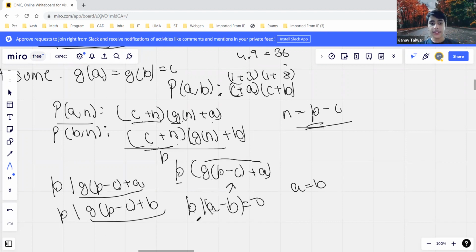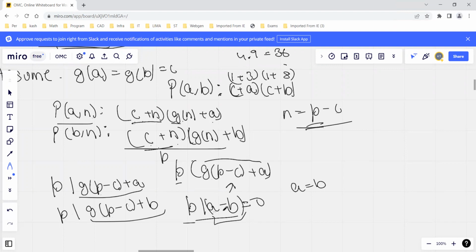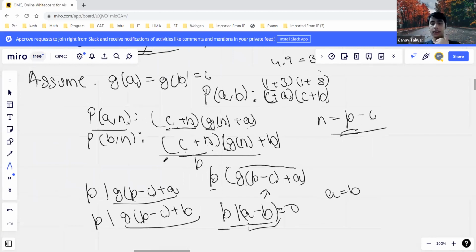Okay. So P must divide their difference. Thus P divides A minus B. But we can choose P very large, such that a very large number dividing some smaller number, the smaller number must be 0. Thus A must be B. You get it? Yes. Perfect. So we proved injectivity. Very good.